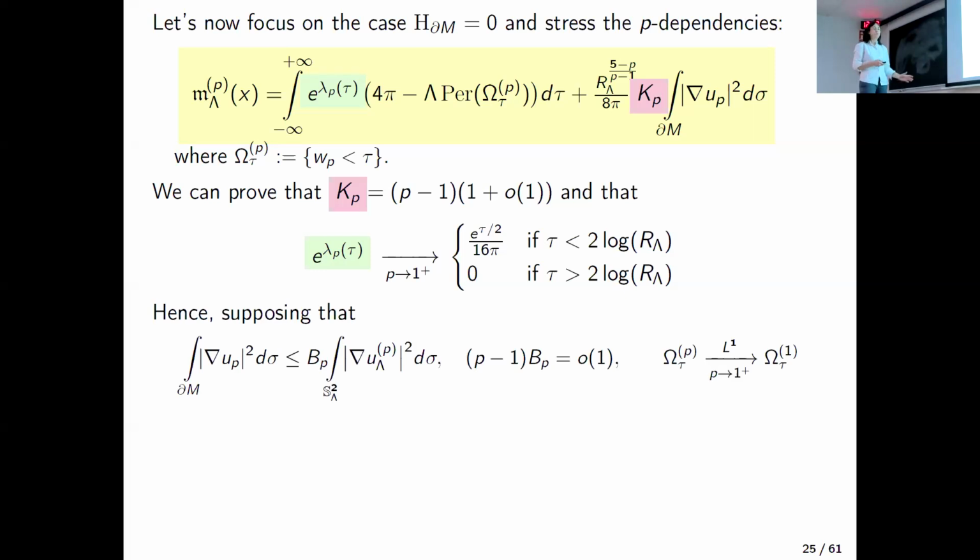So now what happens? We can try to formally take the limit of our quantities as p tends to 1. So in order to do this, we need a bunch of hypotheses. For example, suppose that the gradient of the UP at the boundary is bounded above by the same Dirichlet energy of the model solution, up to some constant which does not explode faster than 1 over p minus 1 as p goes to 1. It's a sort of reasonable assumption.